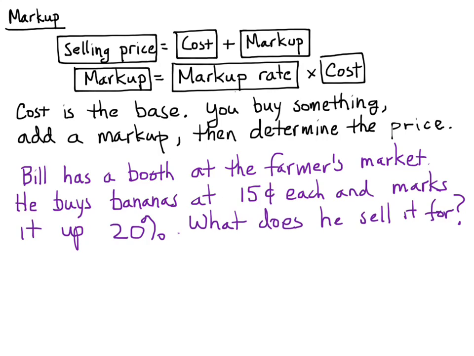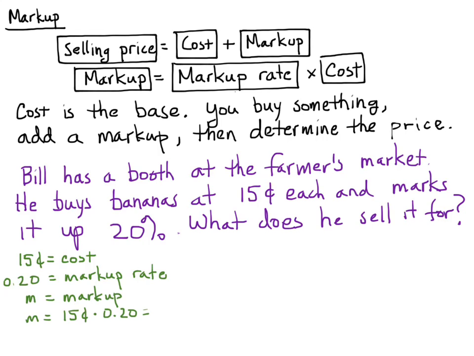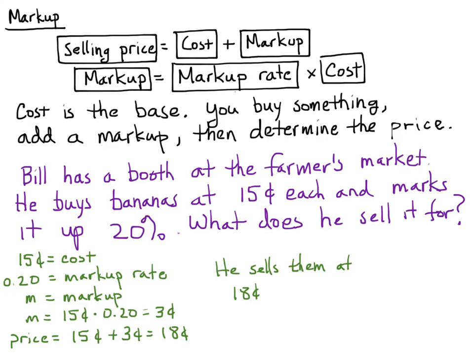Well, let's apply that to our model. 15 cents is the cost of the banana, 20% is the markup rate, and so we can get the markup directly from this. We take 15 cents times 20%, and we get a markup of 3 cents. You add the 3 cents to the 15 cents, and the price that he sells his bananas for is 18 cents a banana. Okay, so with markup, it's a decision on what you are going to sell things for. You take your percentage of markup, apply it to your cost, and you're good to go.